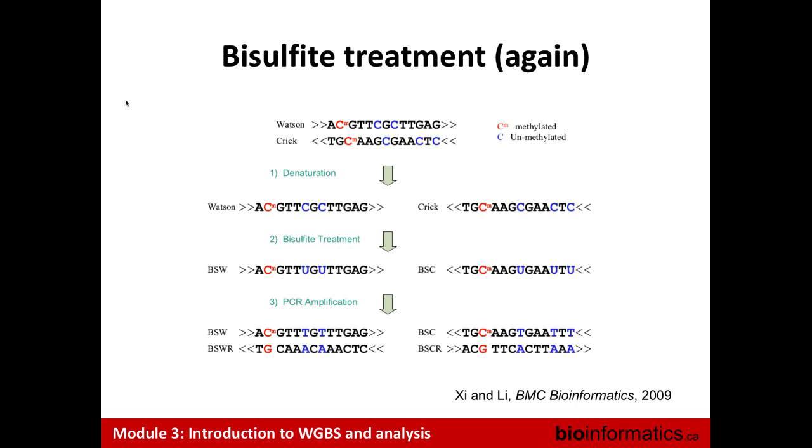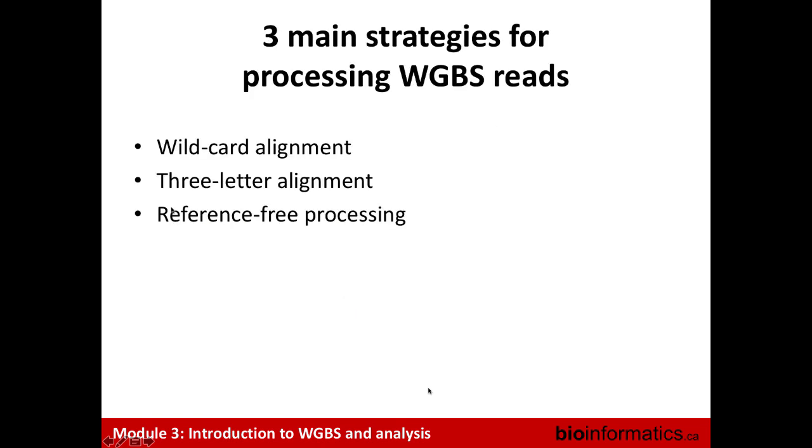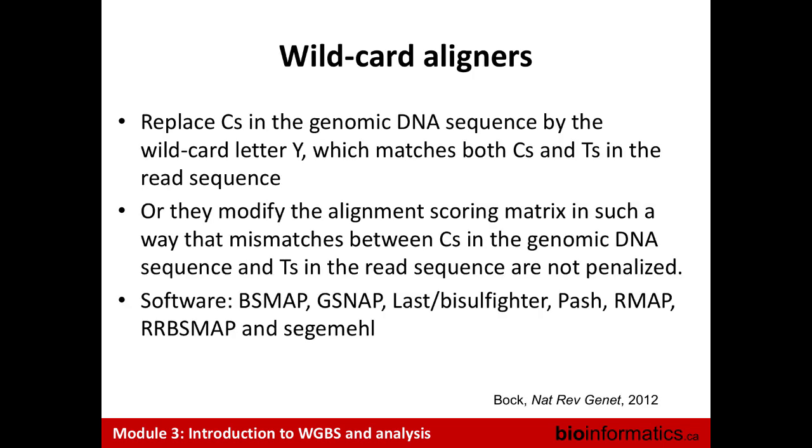Okay, back to the challenge of mapping these reads to the genome and identifying the methylated Cs. There are three main approaches to do this: wildcard alignment, three-letter alignment, and this less common reference-free processing that I'm putting here. So people try different approaches to try to resolve this.